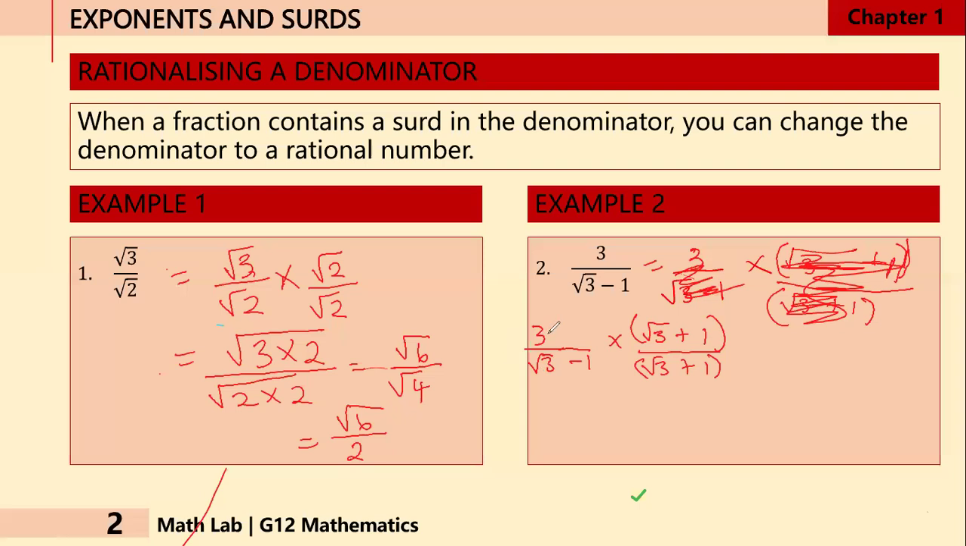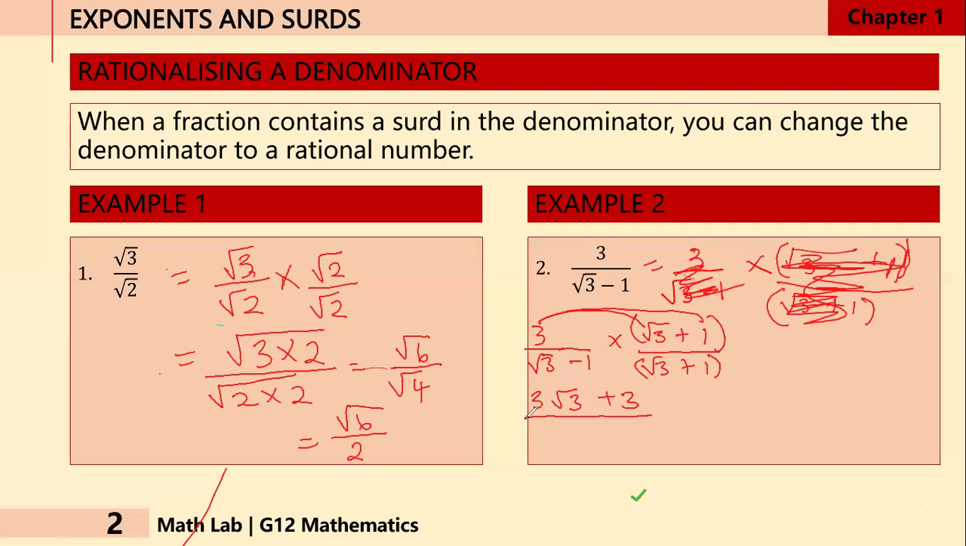So now you multiply this with that, this one with that. 3 multiplied by root 3 gives 3 root 3. And then 3 multiplied by 1, I get 3. So it's 3 root 3 plus 3.